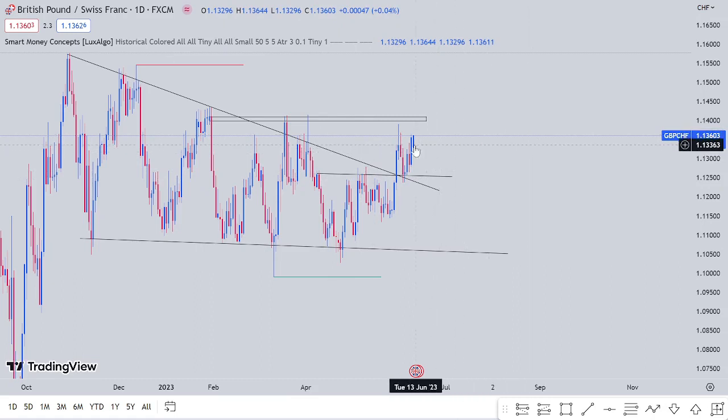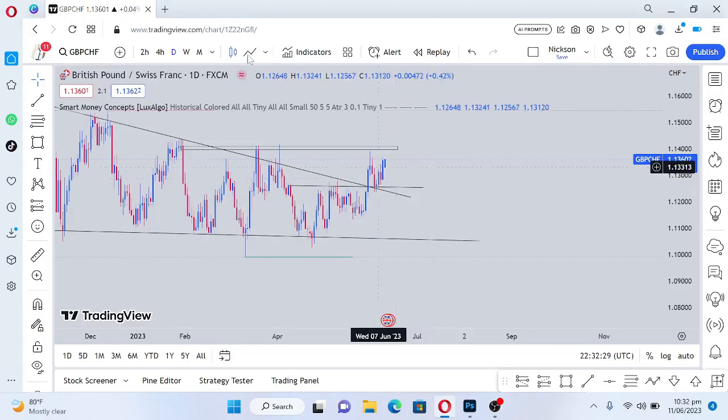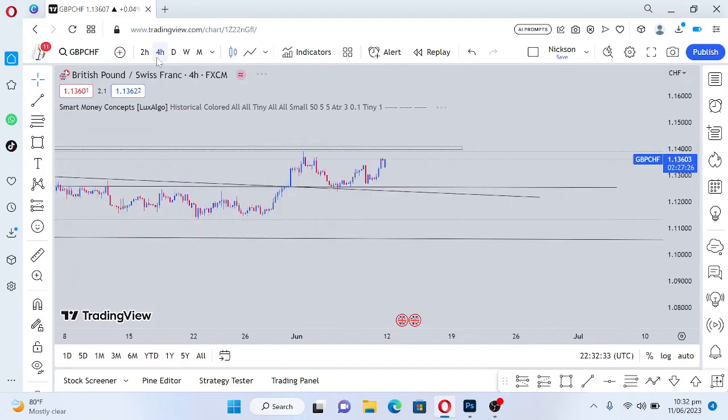So when the market came back to retest this, not the retest part. Okay, let me go forward.